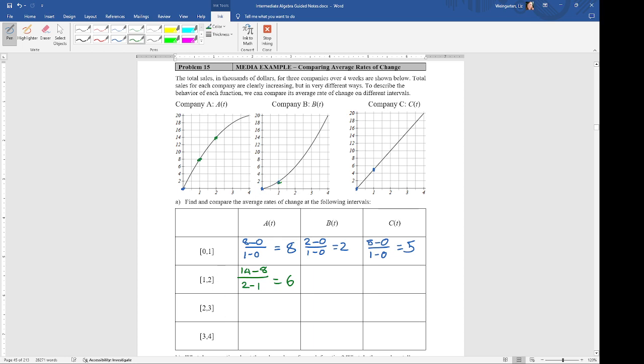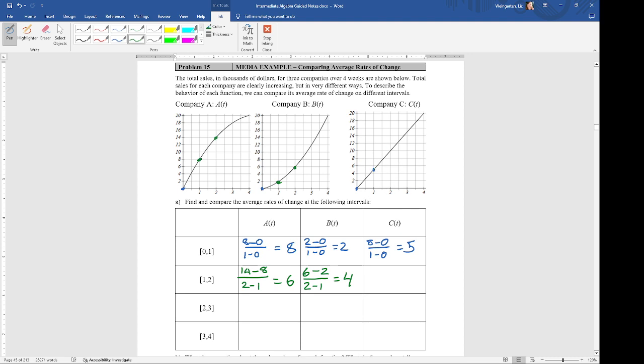In company B, our 2 points are going to be the previous week and the current week. Our output for the current week is 6. We went up 6. The output for the previous week was 2. Our input is 2 because we're week 2 and we want to subtract off week 1. 6 minus 2 is 4. 2 minus 1 is 1. 4 over 1 is 4.